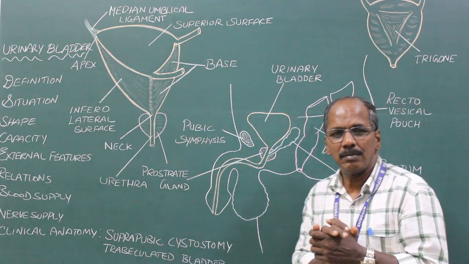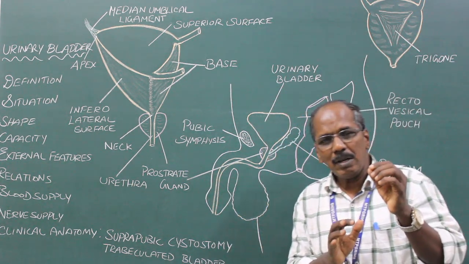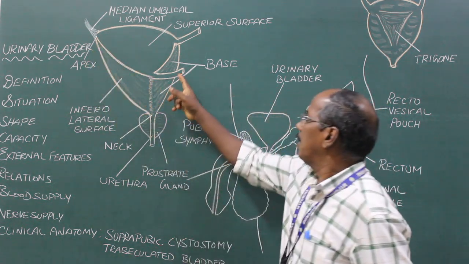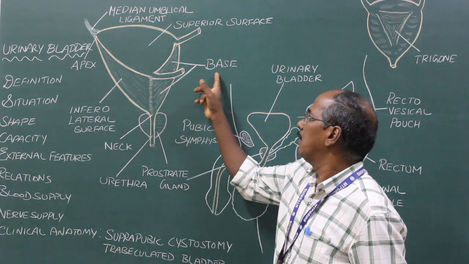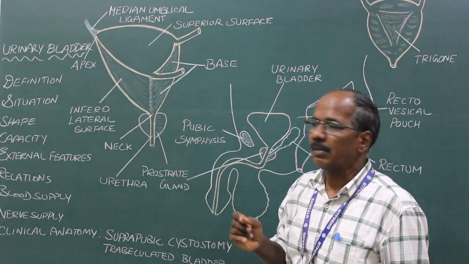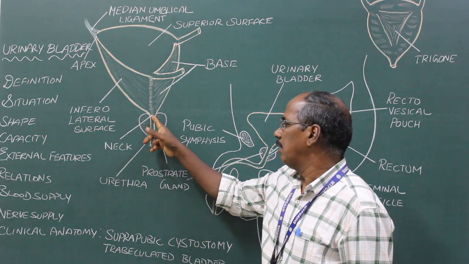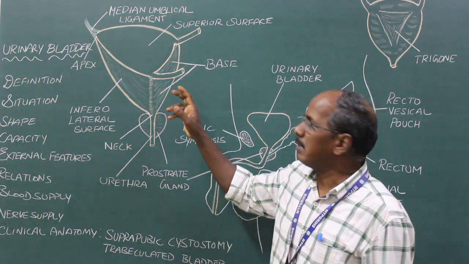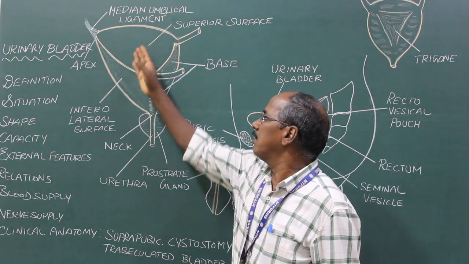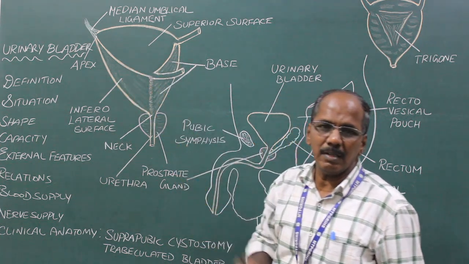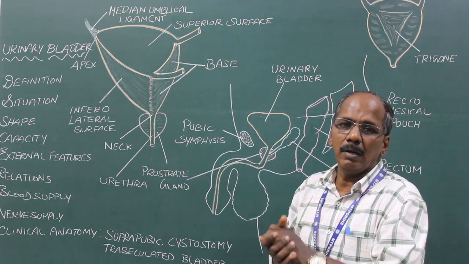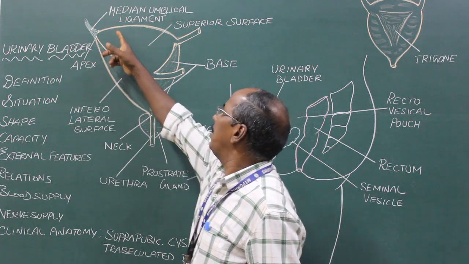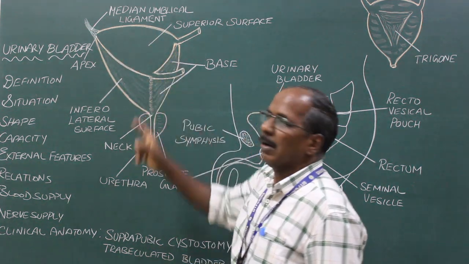External features: the urinary bladder has an apex, a base or posterior surface, a neck or inferior angle, three surfaces: superior surface, two infrolateral surfaces, and four borders: anterior border, two lateral borders, and posterior border.